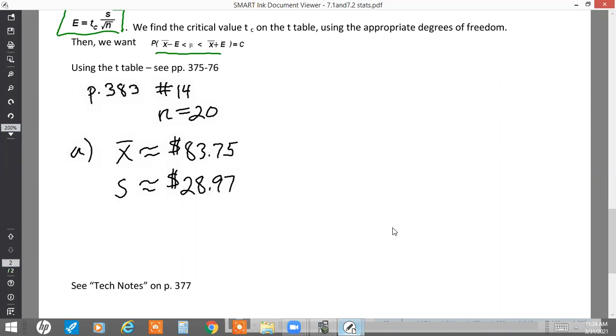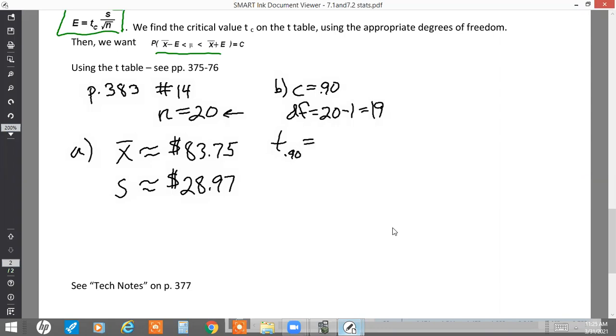And then for part B, let me put a B up here. For part B, they want you to calculate a 90% confidence interval. Let me just double check and make sure I'm reading the correct problem. Yeah, they want a 90% interval. So notice that n is 20. I need degrees of freedom. That's n minus 1. That's 20 minus 1, which is 19. So I need to find my T sub 0.90 value for this.